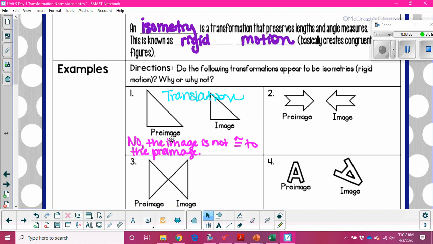Okay, looking at number 2. Pause the video here to answer numbers 2, 3, and 4 by yourself. Okay, number 2. You have your pre-image here and your image here. Okay, this is a reflection. They're opposite of each other. They have opposite orientation. The pre-image and the image are the same size, so yes, it is an isometry because the image and pre-image are congruent.